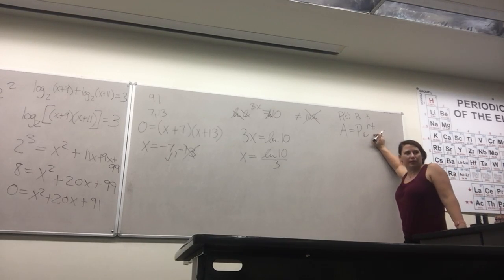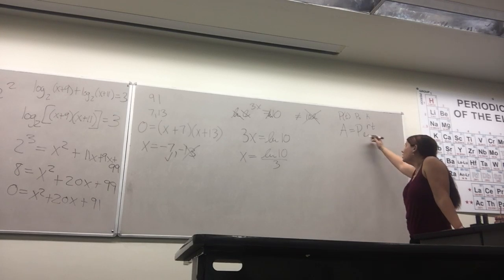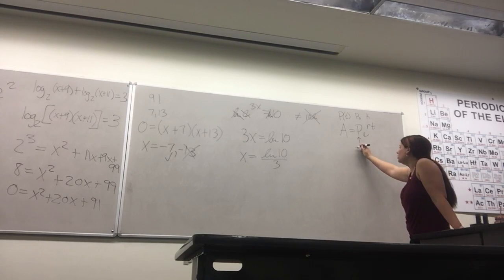Generally, I would remember this one because you'll see this one the most often out of them both. So let's remember what all of these different things are. So P is what? Do we remember? The initial amount.